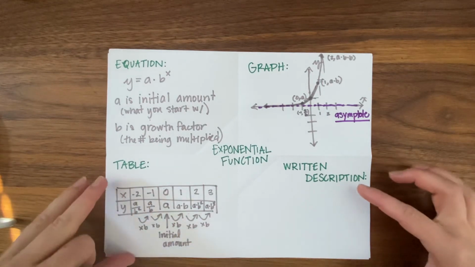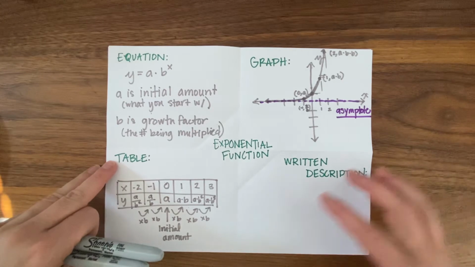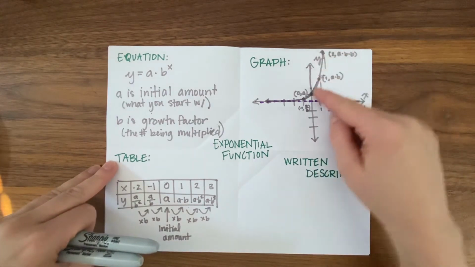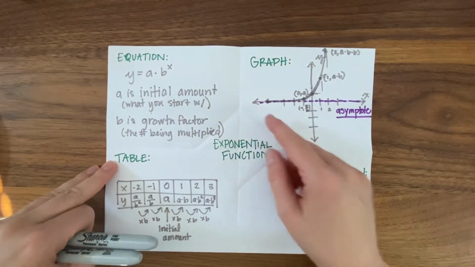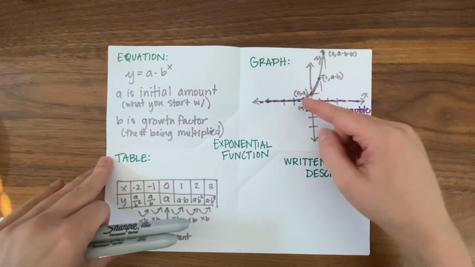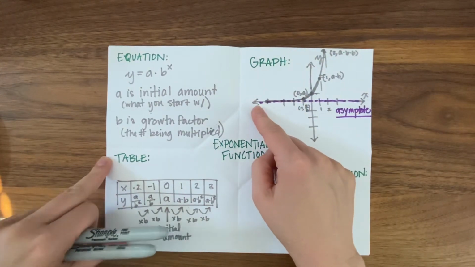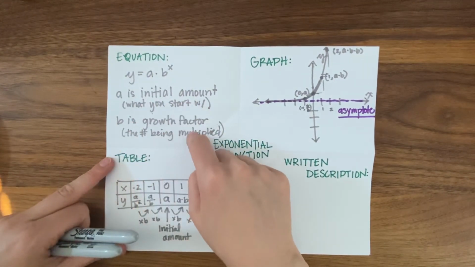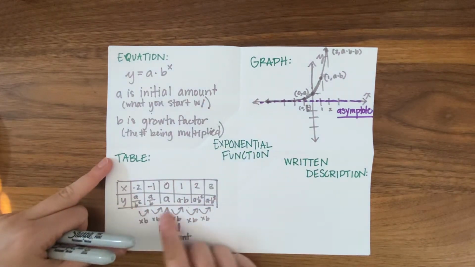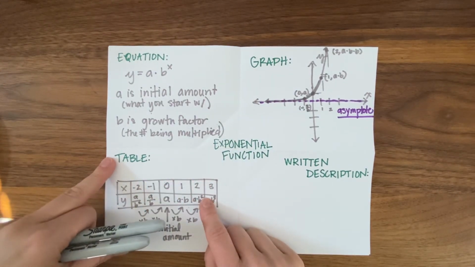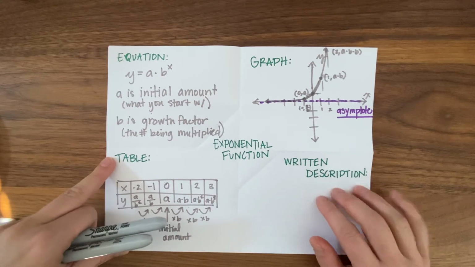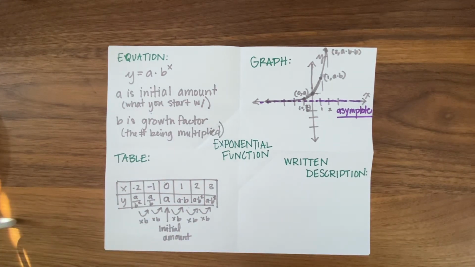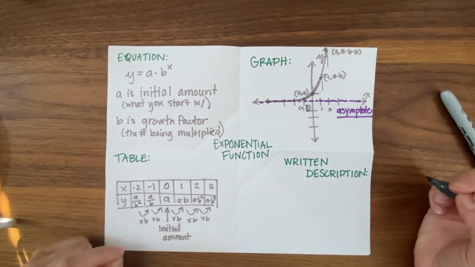All right, now there's a lot we can do with the written description. For example, I could ask you to describe this graph. You might say it grows very quickly on one side and it approaches an asymptote on another. I might have you describe what the initial amount is or what the growth factor is. I might have you describe what's happening in the table. But there's another thing that we could do. We could think about where we see exponential functions in the real world. And we see them in a couple of places.